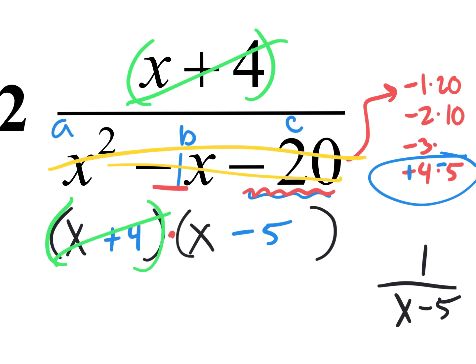Now, maybe in the future, I'll ask you what value would make this expression undefined? So x cannot be what? X cannot be 5, because that would make the denominator 0, which would make it undefined. That's not on today's assignment. It's not on today's homework solutions. But in the future, I will ask you for values that make it undefined. So just keep that in mind. Anyways, that's your answer, 1 over x minus 5.